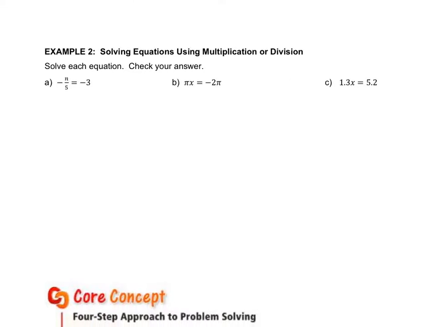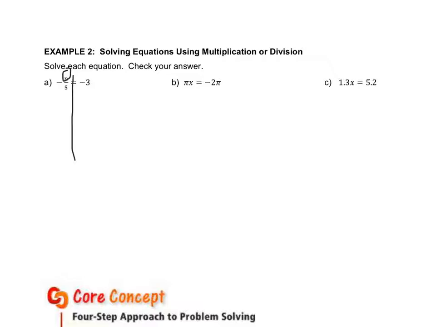Example 2. So using this with multiplication or division. Again, not a difference here. We see that we have our little line going through here. We have the n that we're trying to isolate up on the top. Now it's a negative n over 5. Now remember, n over 5 is like a fraction. Remember, the fraction bar really is division.